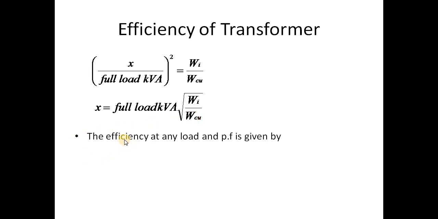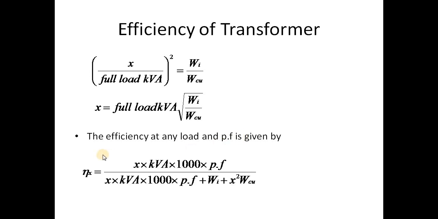So the final equation we have for the efficiency calculation, given any load and any power factor, is given by eta x equals x into KVA into 1000 into power factor, whole divided by x into KVA into 1000 into power factor plus Wi plus x square Wc. Here x represents the fraction of full load.